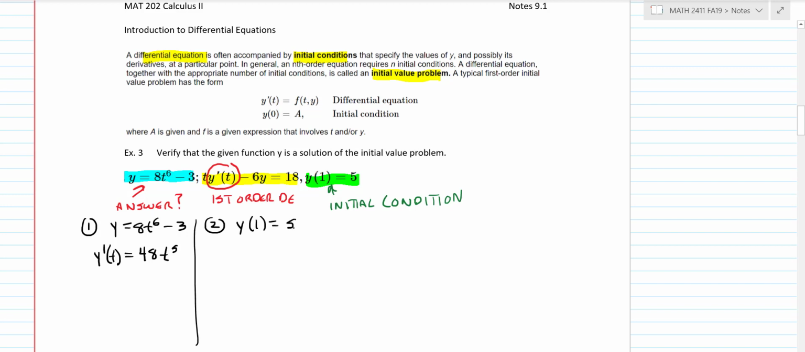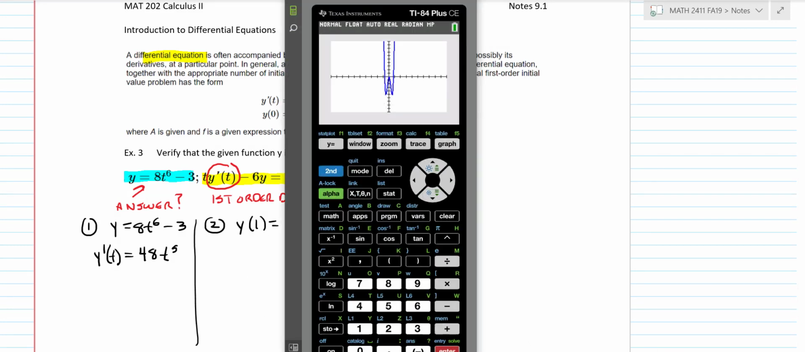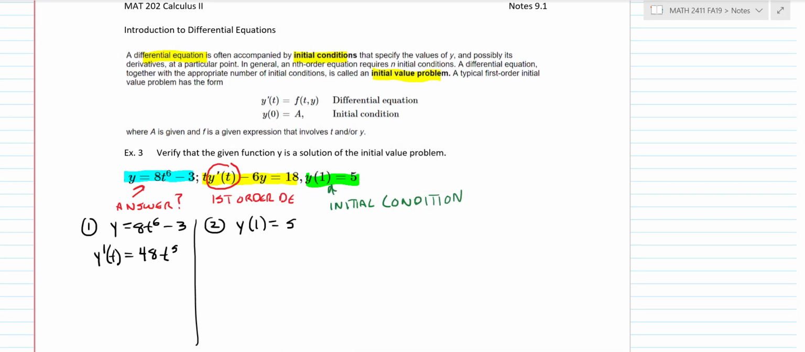All right, so let's go ahead and do this then. Something real quick here. Okay, so what we have here is the initial condition. This is giving you the variable t. So t is equal to 1, y is equal to 5.